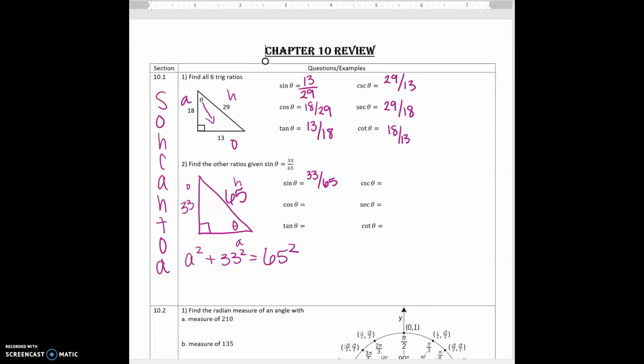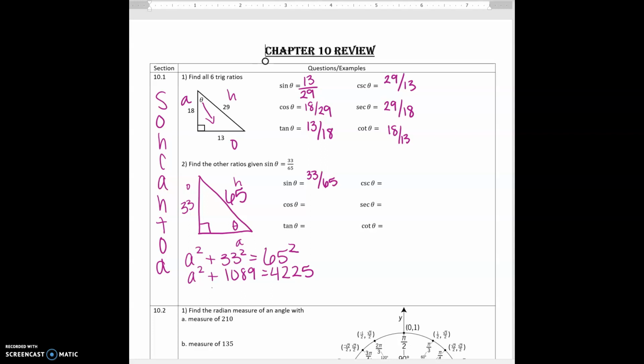And then we're going to go ahead and solve. So this 33 squared would be 1089. 65 squared would be 4225. Yes, I do know those right off the top of my head. No, not really. I did them ahead of time.